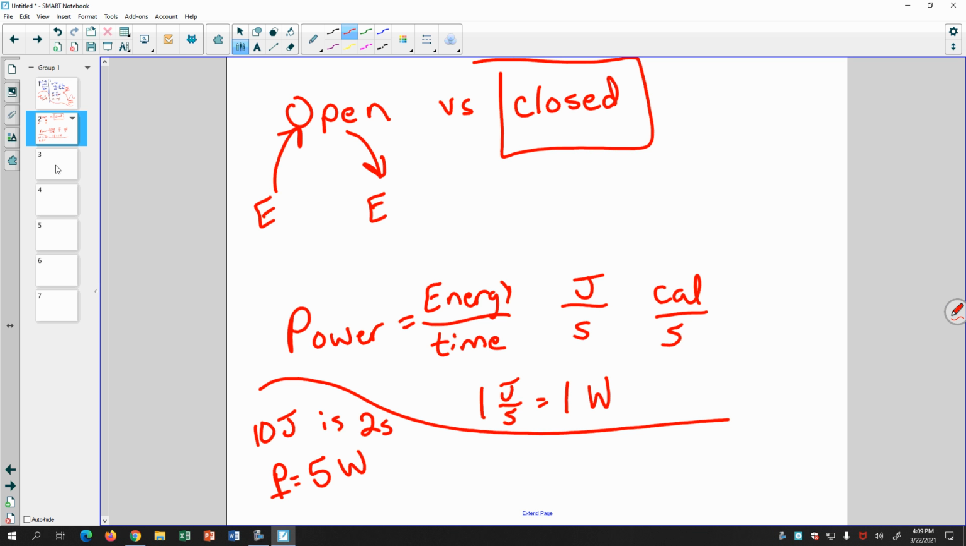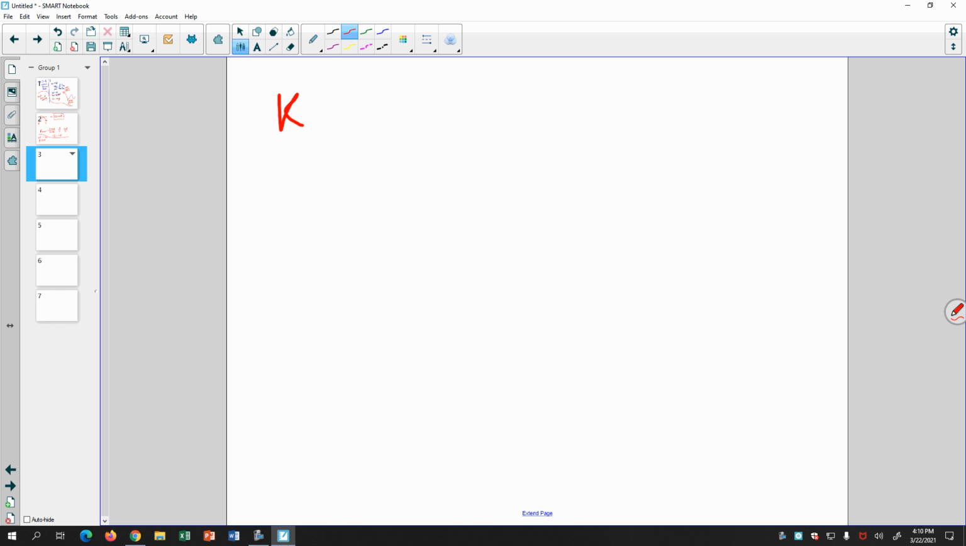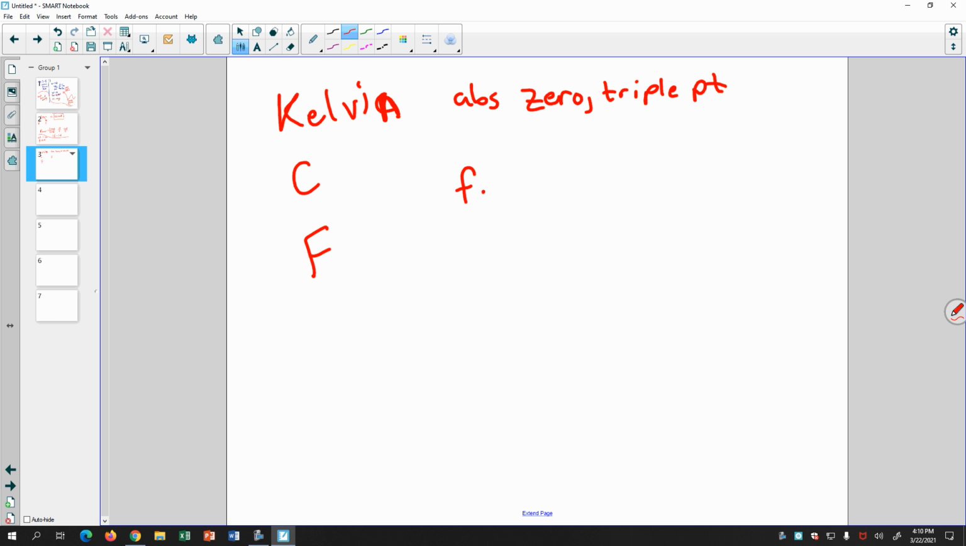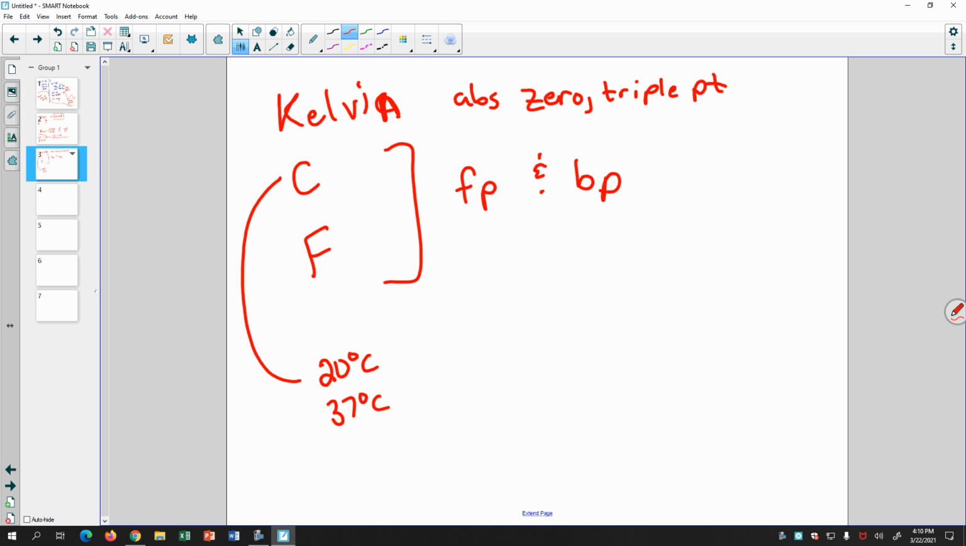You need to know your temperature scales, your Kelvin, your Celsius, and your Fahrenheit scales. You need to know what they're based on. Absolute zero, triple point of water. And then these are the freezing point and boiling point of water. Also know basic temperatures in the centigrade scale. That is, 20 degrees Celsius is room temperature, 37 degrees Celsius is body temperature.